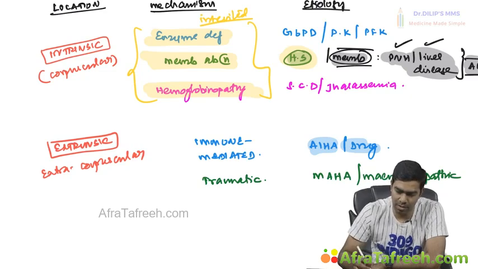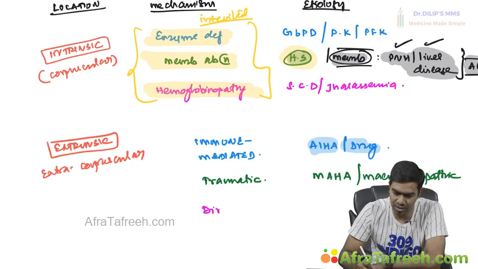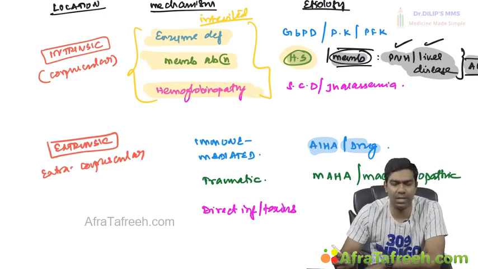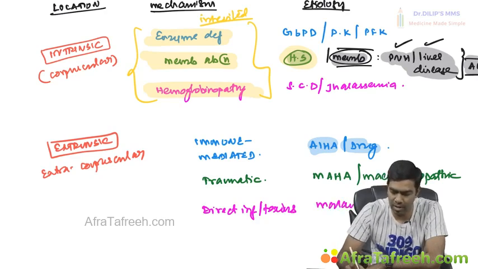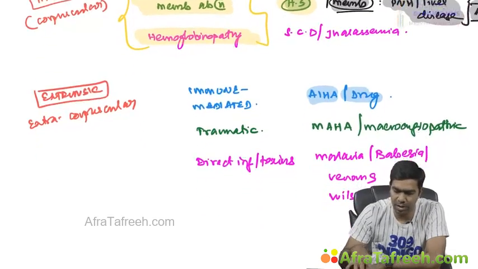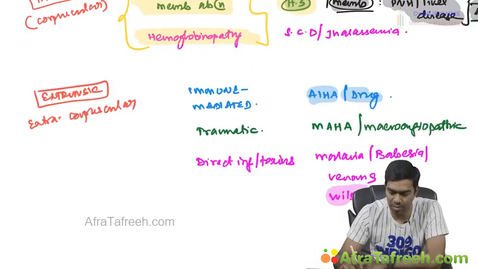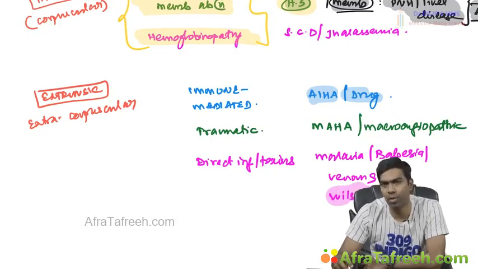Then you have direct infection and toxins. If you ask me for the best examples, I can say malaria, babesiosis, then certain venoms of snakes and spiders. Wilson disease also can cause hemolysis due to excessive free copper. Total copper may be reduced in serum, but free copper will be increased because of poor ceruloplasmin binding. Because of that free copper, it might result in hemolysis. Wilson disease is a very important thing, because many people forget the presence of hemolysis in Wilson disease.